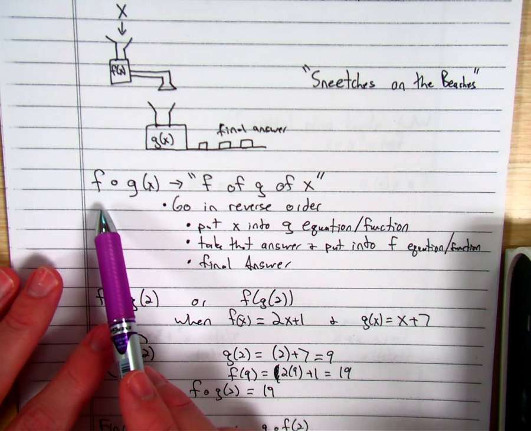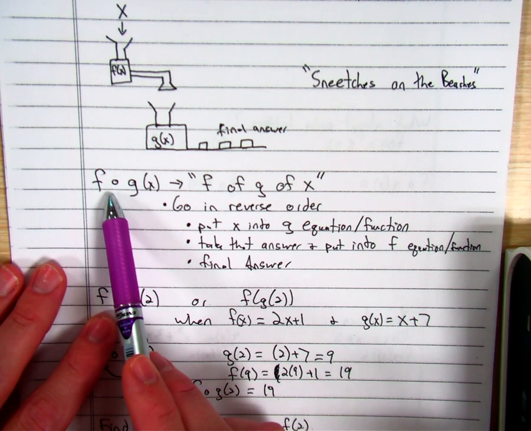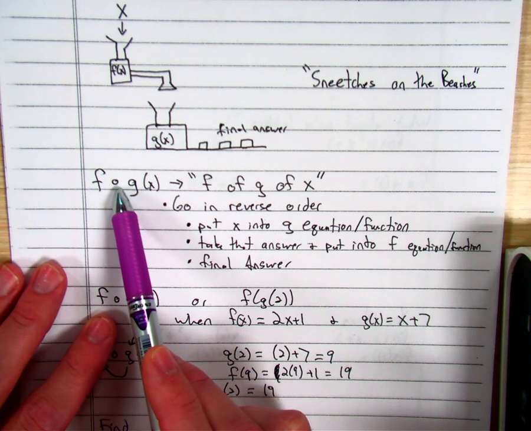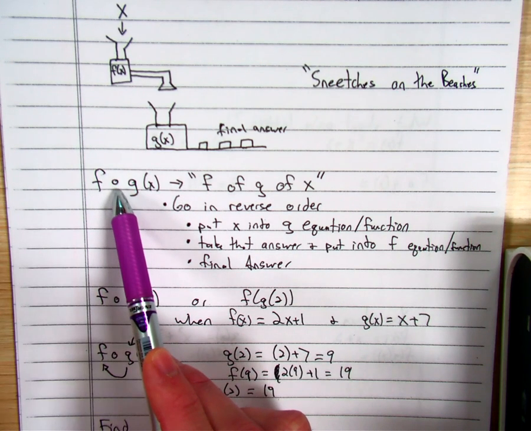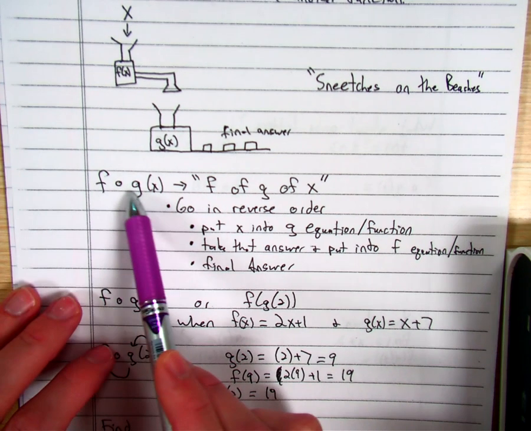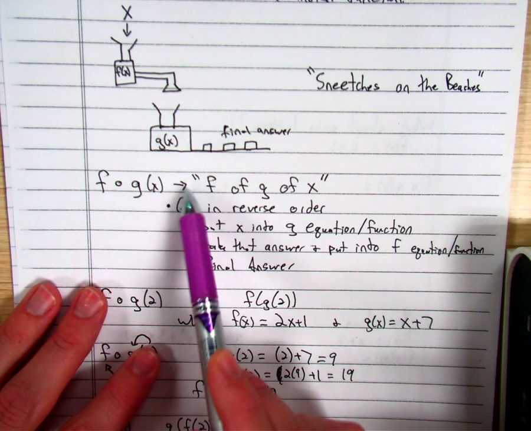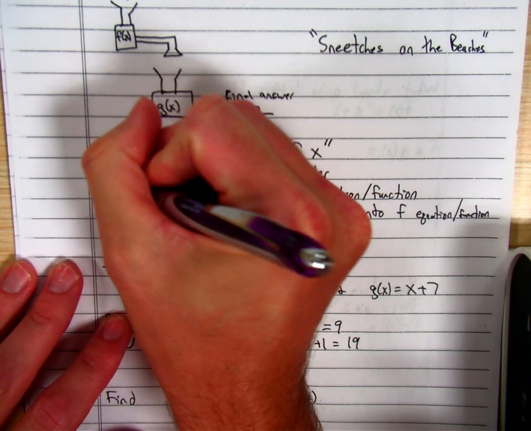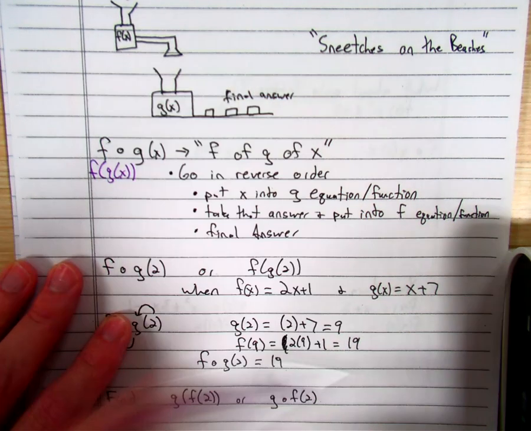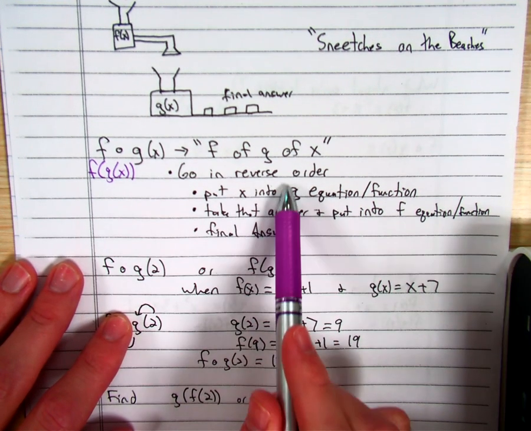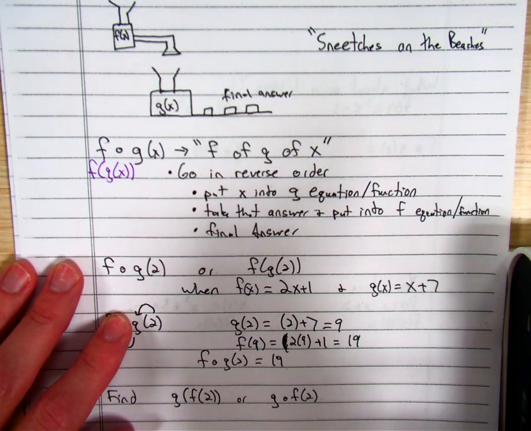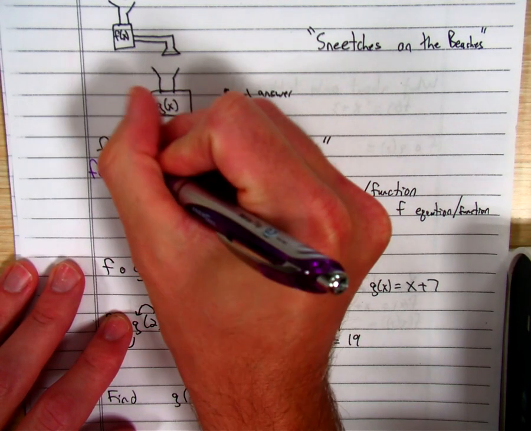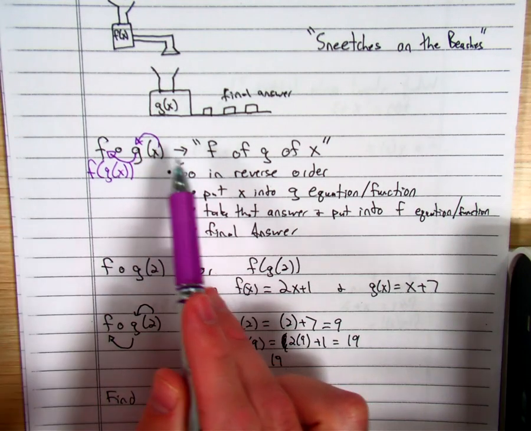And we got some funny notation. We have f, and it looks like an O, or like a degree sign, like if you had 35 degrees, but it's right there floating in the middle, about the same size as a degree sign. F of g of x, or sometimes you'll see it with parentheses, f parenthesis g parenthesis x, double closed. We're going to go in reverse order. You're going to take the x, put it into the g equation, take that answer and put it into f. So you read it left to right, but you do it right to left.